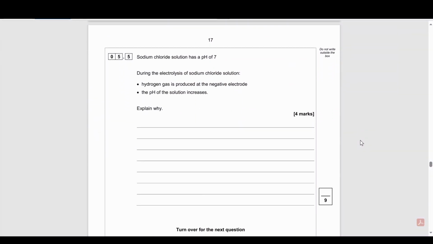5.5. Sodium chloride solution has a pH of 7. During the electrolysis of sodium chloride solution, hydrogen gas is produced at the negative electrode. The pH of the solution increases. Explain why. 4 marks. So let's look at each point carefully in our question. The sodium chloride solution has a pH of 7. So from our previous questions, we remember that is neutral.